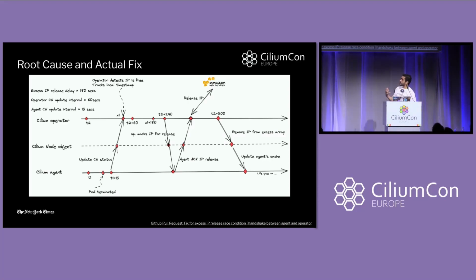What's being introduced here, and this is from the GitHub pull request to fix this issue, is some sort of handshake where you assign the IP. When the pod gets terminated, there's a handshake between the Cilium agent and the operator to update the cache and make sure that the IP is going to get released and it's not going to be available in the cache, so the agent wouldn't reassign the IP again. And that was our hunt.